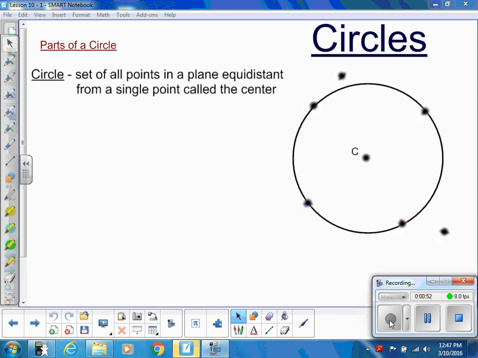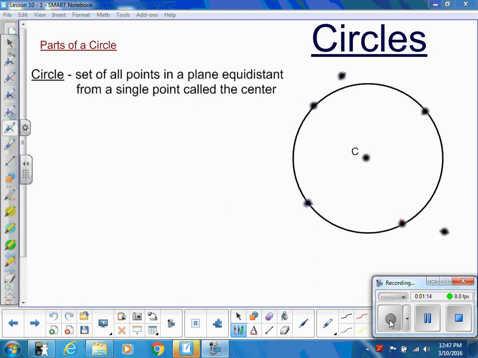Well, the most basic part is the circle itself. A circle is the set of all points in a plane equidistant from a singular point, which we call the center. For example, we have our circle over here. We name the circle by whatever the center point is. For example, this one we would call circle C.